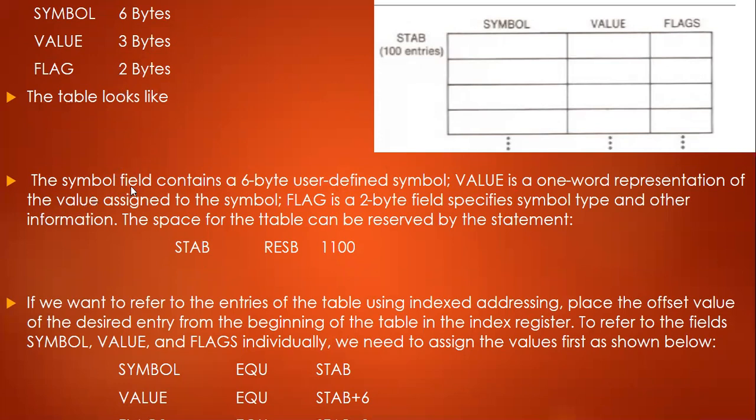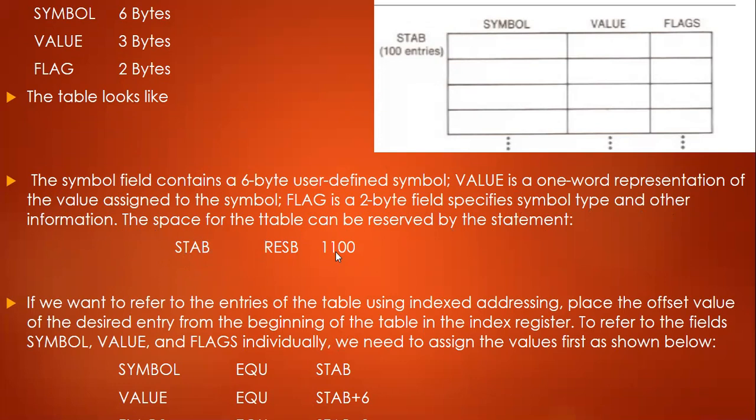The symbol field contains a 6-byte user-defined symbol. Value is a 1-word representation of the value assigned to the symbol. Flag is a 2-byte field that specifies symbol table and other information. Okay, fine. The space for the table can be reserved by the statement SYMTAB or STAB reserved by how many?